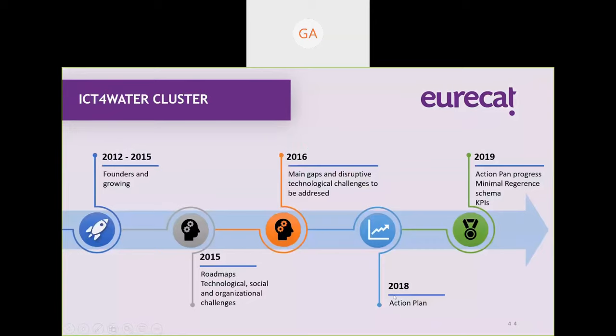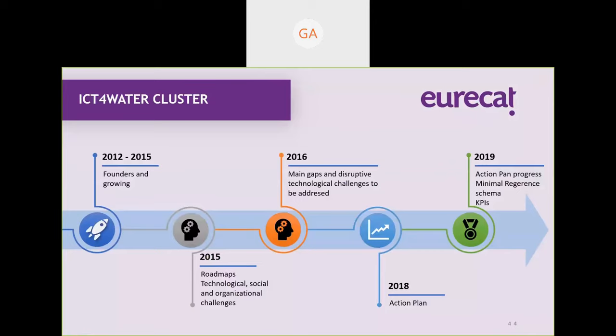If we start explaining when the cluster starts, we started working on this in 2012, where the five sister projects that founded this idea started working together in order to build this thriving community around digital water, smart water, and so on. As time advanced, we incorporated several other projects and grew until 2015. In 2015, we realized that we can produce a bottom-up approach in order to contribute to policy, technology, recommendations, roadmaps, and so on. Then we produced the first roadmap in 2015 and a second roadmap in 2016.